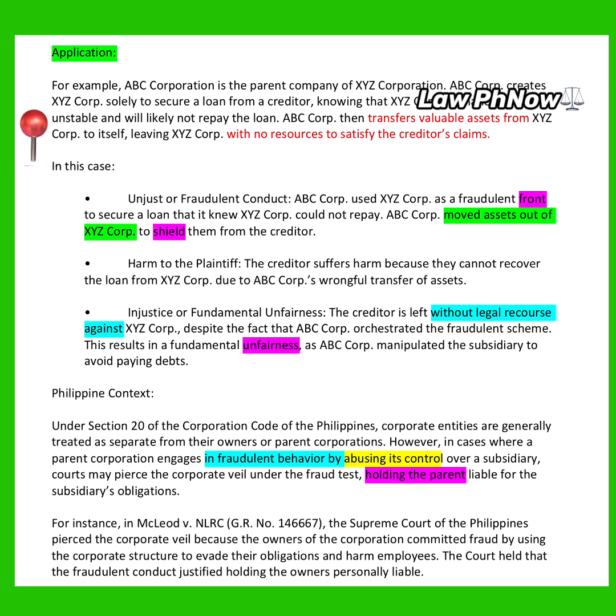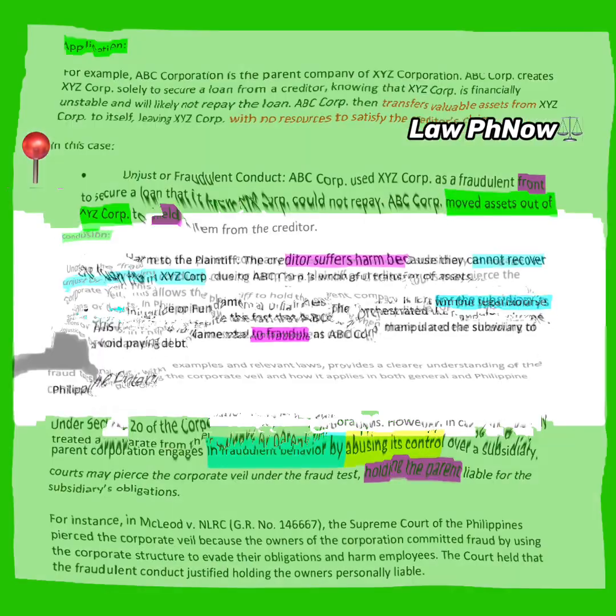For instance, in McLeod v. NLRC, GR No. 14667, the Supreme Court of the Philippines pierced the corporate veil because the owners of the corporation committed fraud by using the corporate structure to evade their obligations and harm employees. The court held that the fraudulent conduct justified holding the owners personally liable.